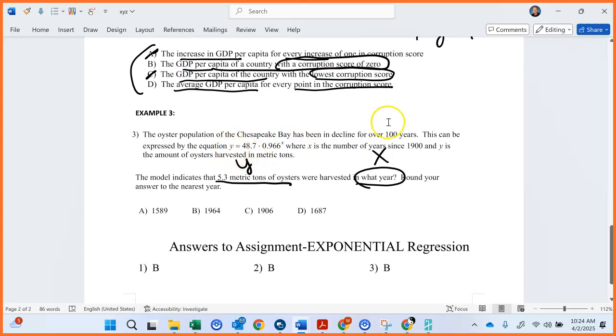That means that this y, so basically it's almost like this. You take that equation, you're looking for a y that's 5.3 metric tons, and that's going to be equal to 48.7 times 0.966 to the power of some value of x. Now there is algebra. Oops, I got to put it up on the screen. Sorry guys, that's what I just wrote down for you. Basically, they're saying 5.3 is equal to 48.7 times 0.966 to the power of x, and they're asking us what year would give us 5.3 tons.